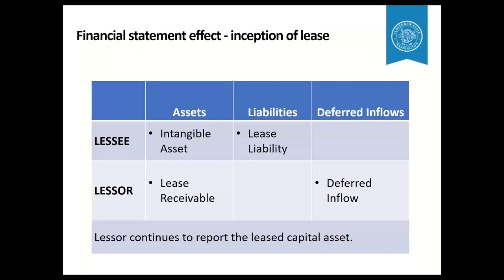Okay, let's start talking about the accounting and financial reporting for leases. I like this diagram because to me, this one says it all. The financial statement effect, this is where you can really see the conceptual change. Now for the lessee, they're going to have an intangible asset and a lease liability. Whereas before, you just had payments flowing through your operating statement. Now, in your statement of net position, an intangible asset, it's a type of capital asset, and a lease liability. And for the lessor, they're going to have a lease receivable and a deferred inflow. And the lessor continues to report that lease capital asset.